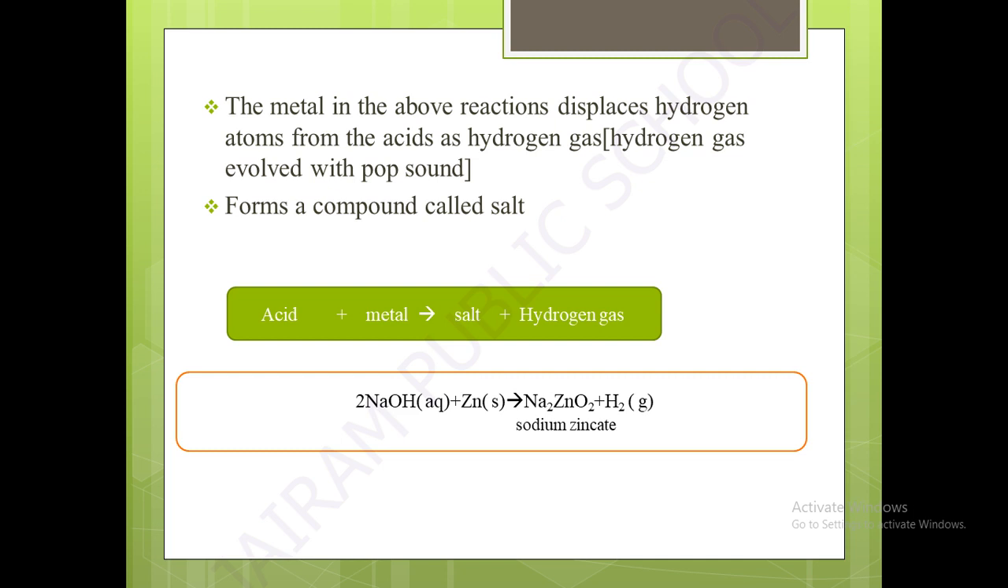So here we are adding a base, that is base plus metal. The base here I have taken is sodium hydroxide, and the metal is zinc. The product obtained will be salt plus hydrogen, that is sodium zincate, plus hydrogen gas evolved outside. Sodium zincate's formula is Na2ZnO2.